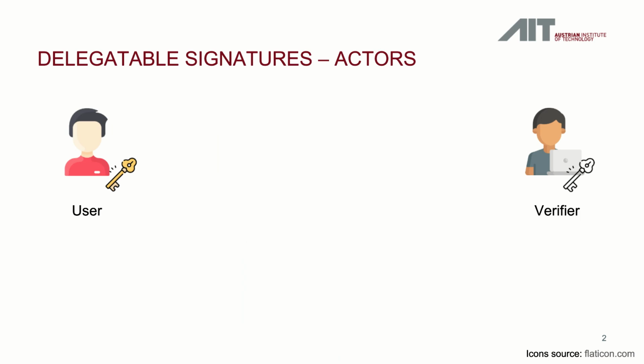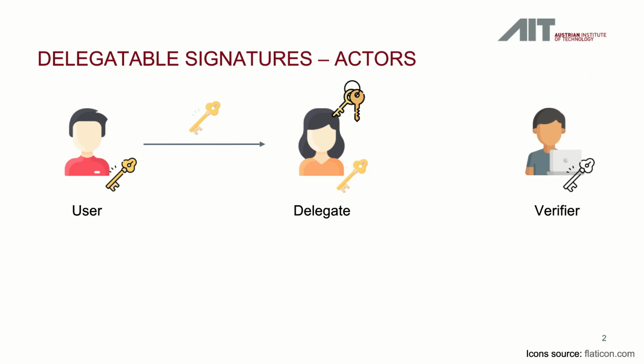In the delegatable signature scheme, we distinguish the following types of actors. We have users holding secret signing keys, and we have verifiers knowing the corresponding public key. Furthermore, we have delegates. Delegates may or may not have their own key pairs as well. Now, users are able to derive so-called delegated signing keys from their signing key and forward them to the delegate. The delegate can now use these delegated signing keys in order to issue signatures on behalf of the user. The verifier can then check the validity of those signatures using the user's public key.